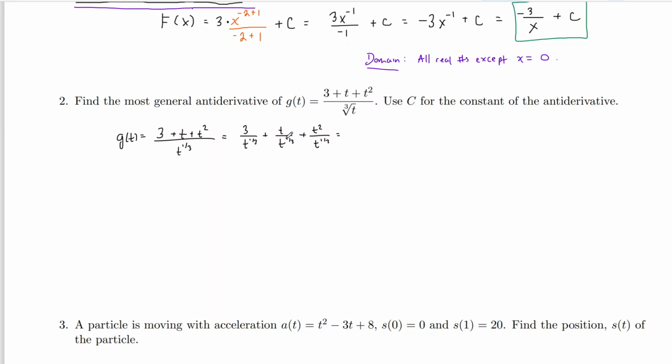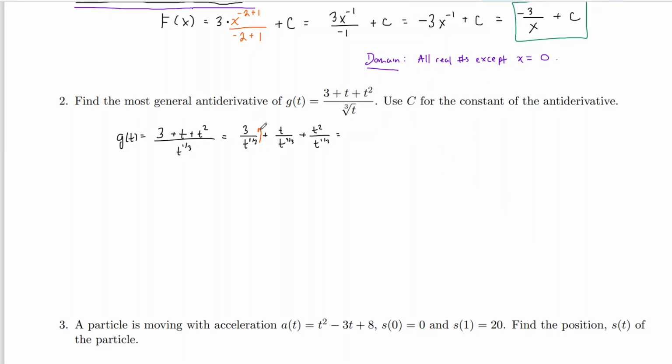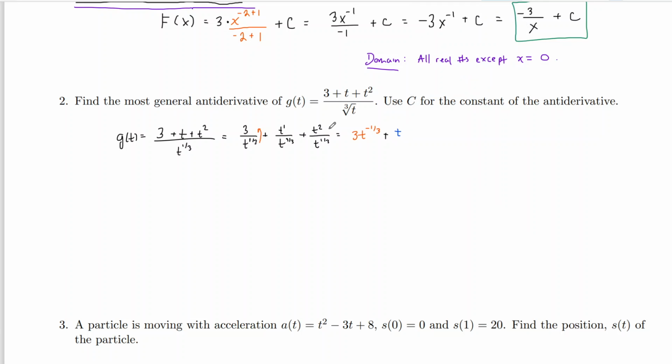All right, and this helps us. Why does it help us? This helps us because what we can now do is go ahead and use exponent rules to make the fractions go away. So the first one here, there's no t on the top, which means we can just bring the t to the 1/3 to the top, and we get 3t to the negative 1/3. Now for the second term, we have t to the 1 on top and t to the 1/3 on the bottom. To simplify that, we subtract the top exponent minus the bottom. And 1 minus 1/3 is 2/3, so this is t to the 2/3.